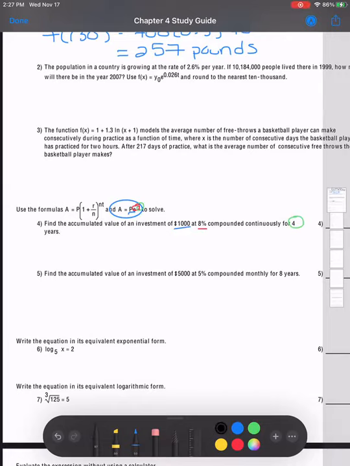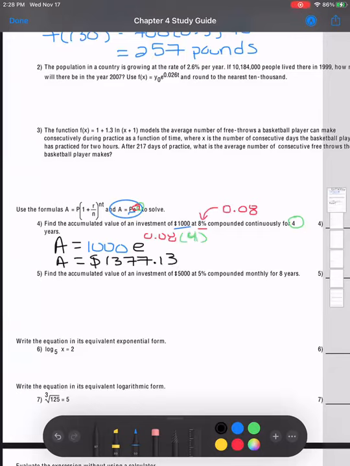So then we can go ahead and plug it in. It's A equals P, which is 1,000, times e to the power of r, which is 8. But this 8%, you're going to have to divide by 100 to get a decimal, so it's going to be 0.08. So e to the power of 0.08 times t, which was 4. And then when you put that into your calculator, you get A equals 1,377.13. And that's your answer for number 4.